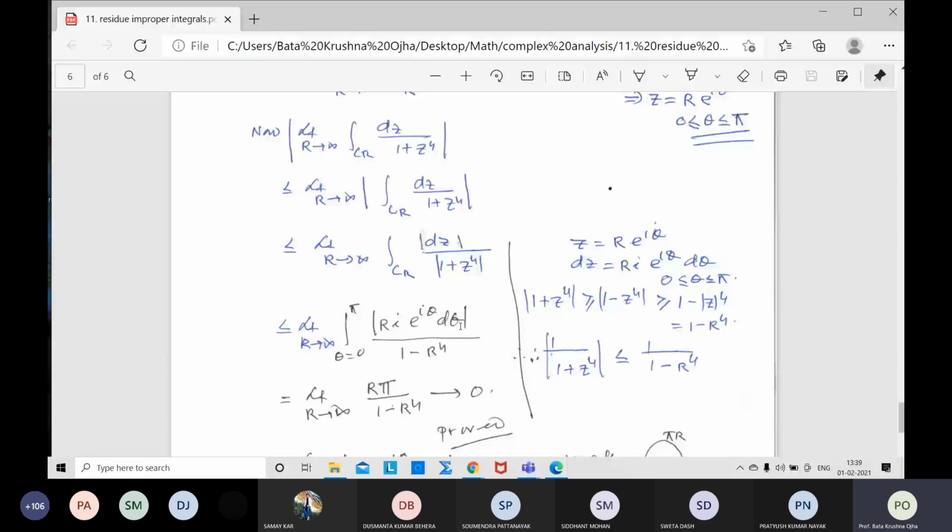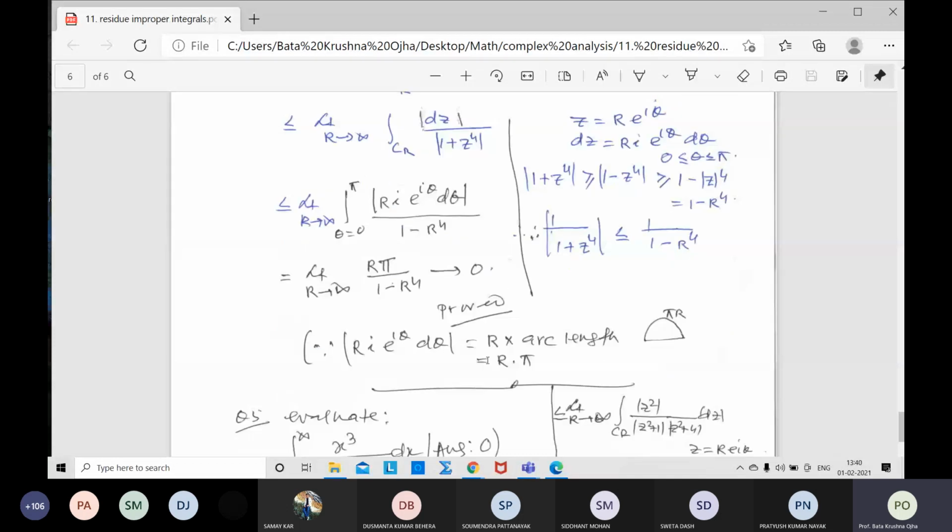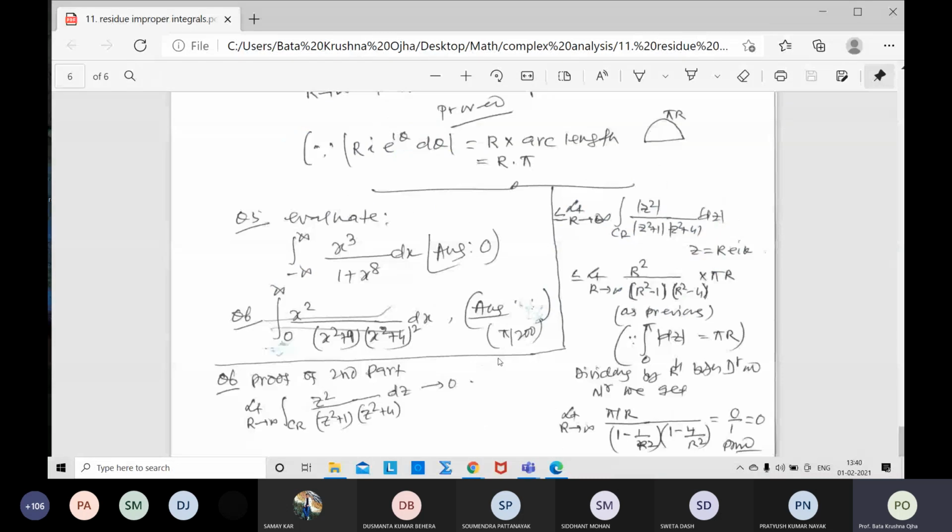So if the second part is over, I have written the integral of mod of i r e to the power i theta d theta is equal to r into arc. What is d theta? d theta is equal to the arc, that is CR. What is CR? Theta goes from 0 to pi, 0 to pi means it is only pi, so r pi. So this is the question. If you understand just this one question, it is sufficient for you to solve the other questions.